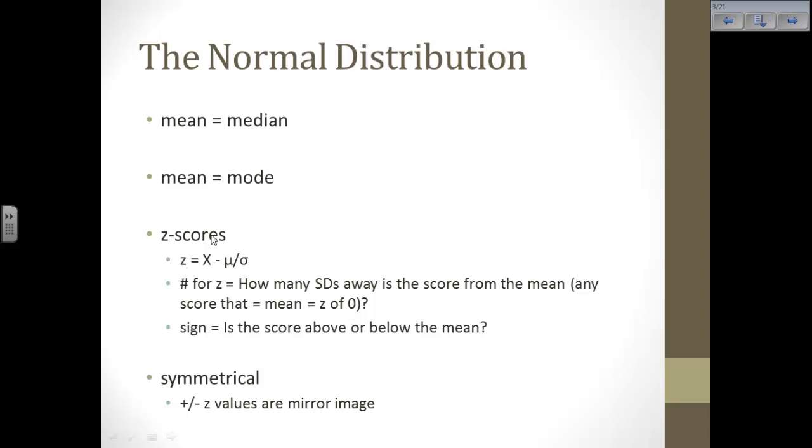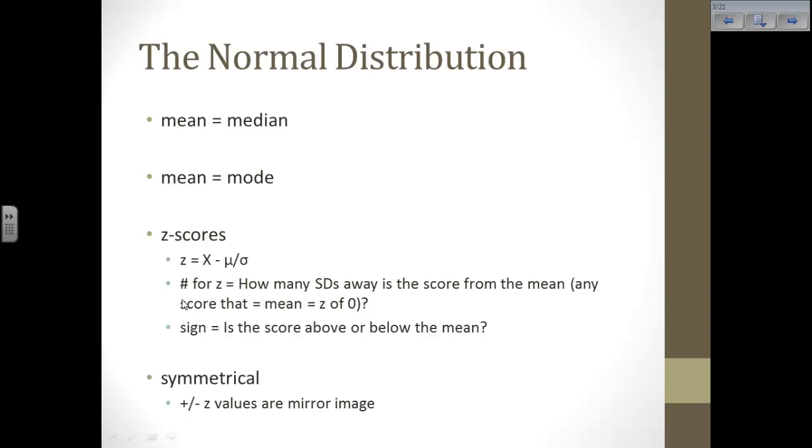So think about it. If you have a score that's equal to the mean, then this value that you find here is going to be 0. And 0 divided by anything is just going to be 0. Because think about it: if the score is equal to the mean, how many standard deviations away is that score from the mean? 0 standard deviations away, because it is equal to the mean.